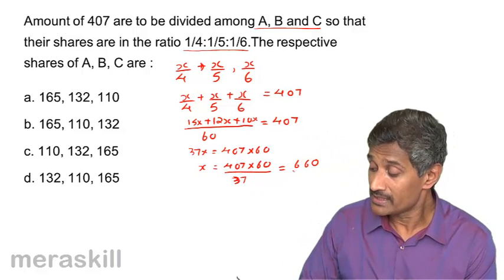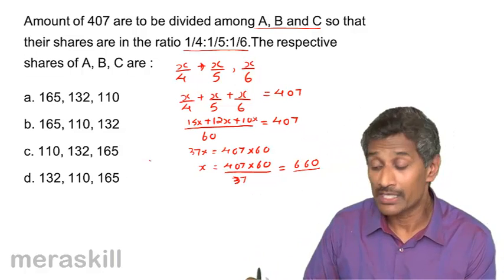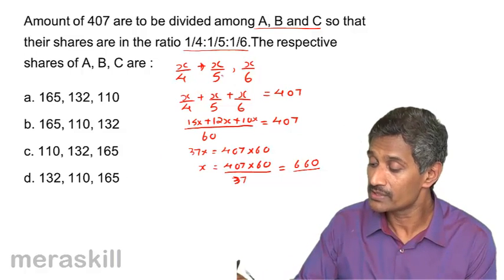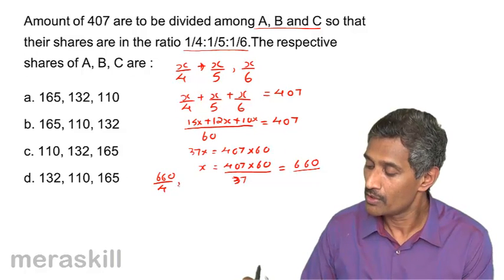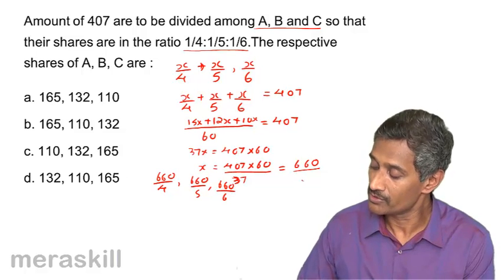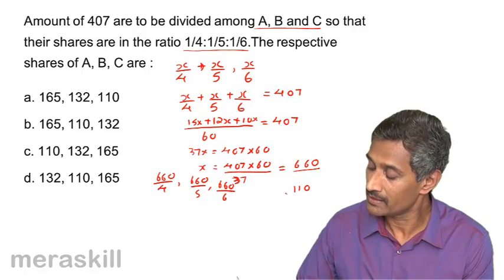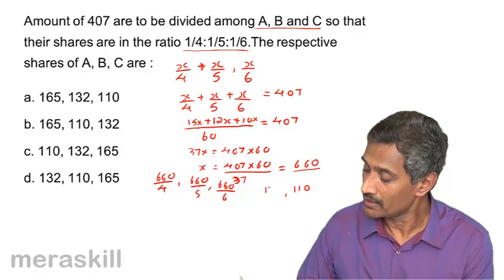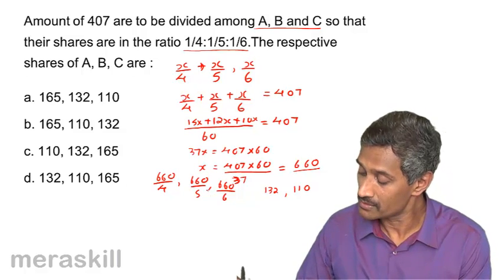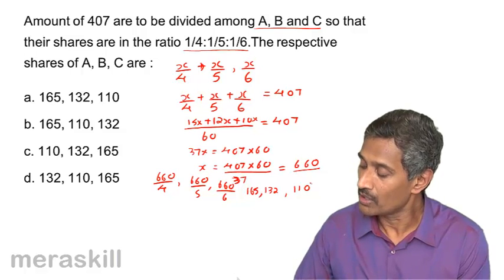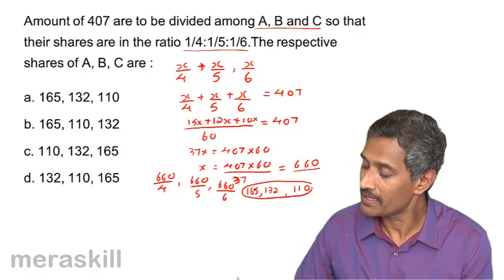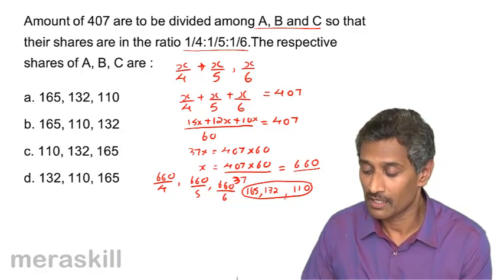Now this is not the answer. We need to divide each of these: x by 4, x by 5, x by 6. So it's 660 by 4, 660 by 5 and 660 by 6. So the last one is 110, this is going to be 132, and this is going to be 165. So our answer is going to be 165, 132 and 110.